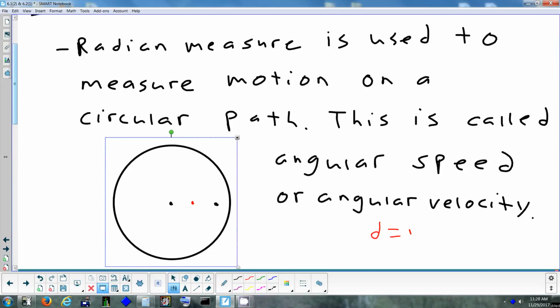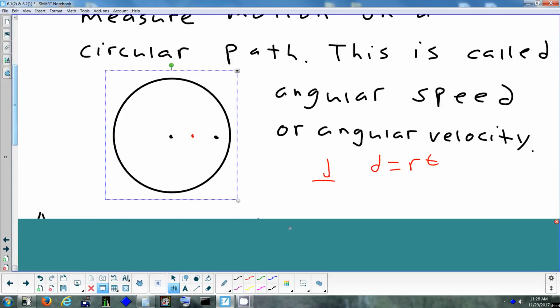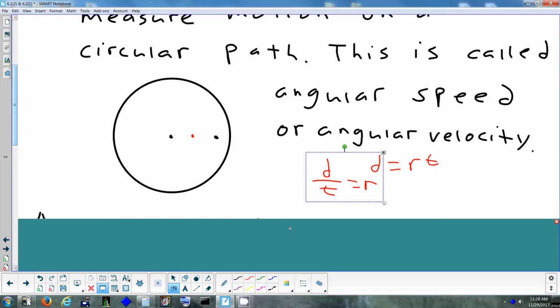Now we have a problem. If you think about speed as distance equals rate times time, then distance divided by time equals speed. Well, we just all agreed that they all did one revolution in the same amount of time. But we said the outside dot was traveling farther than the red dot, which was traveling farther than the dot in the middle. So what would that mean? That's not true.